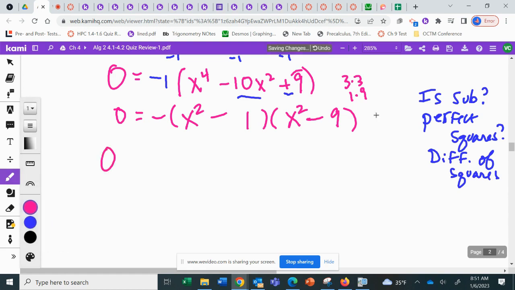So my next step is going to be negative. And then I'm going to have 2 parentheses for this first one. X plus 1, x minus 1.